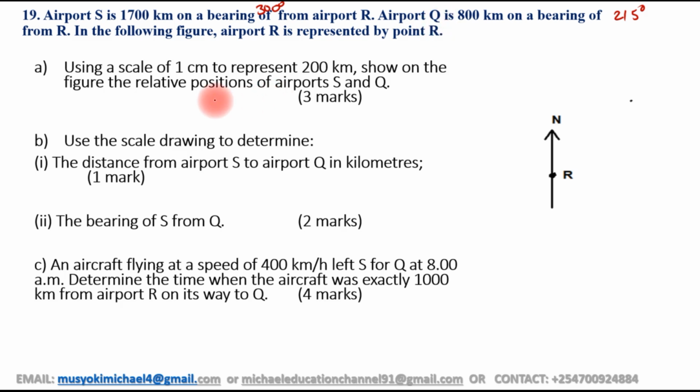So we are going to use a scale of 1 centimeter to represent 200 km, shown on the figure, to draw the relative position of airport S and Q. Then we are going to use the scale drawing to determine the distance from airport S to airport Q in kilometers, then the bearing of S from Q. And part C, an aircraft flying at a speed of 400 km per hour left S for Q at 8 a.m. Determine the time when the aircraft was exactly 1000 km from airport R on its way to Q.